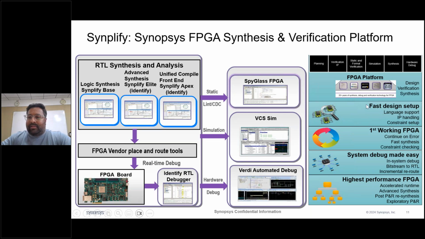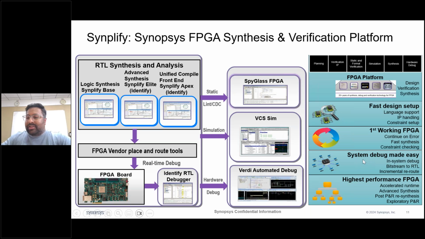Apart from that, it will also help you speed up your design setup. Broad language support is available, and it has IP handling and constraint setup facilities. Then, to quickly get your product to market, we need to check the functionality. So we support features like continue on error, fast synthesis and constraint checking, so that you can quickly generate your constraints, validate them, and get the bit file to test on your FPGAs.